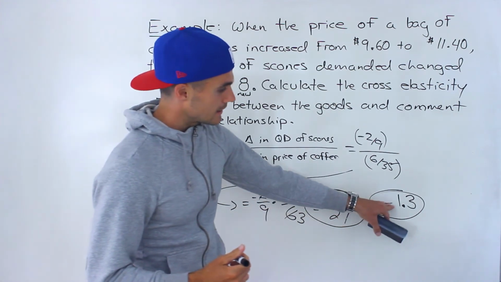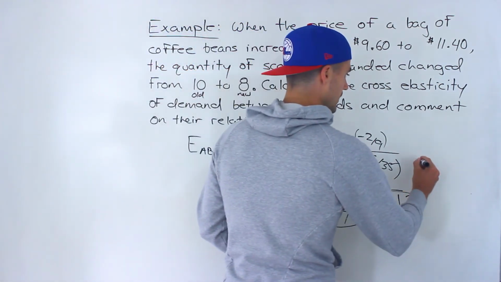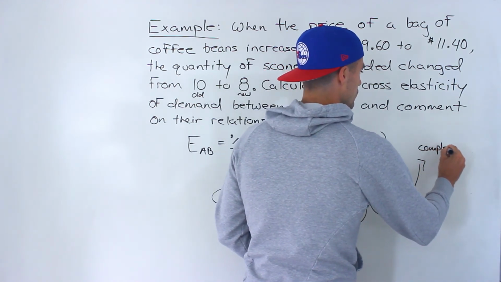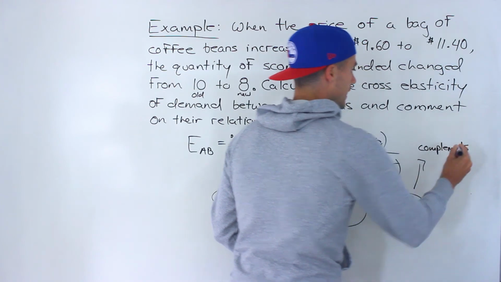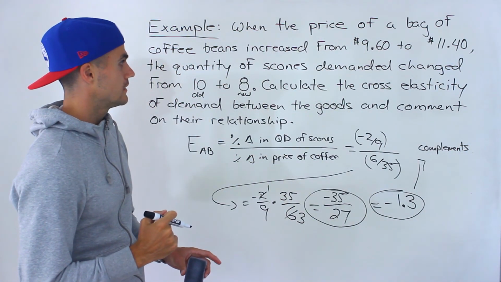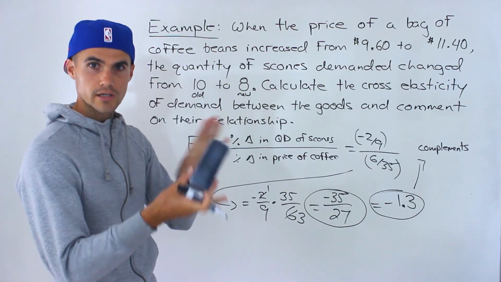And because it's negative, we can now comment on the relationship between them. Basically, these two goods are complements. Whenever the cross elasticity of demand is negative, the two goods are complements. And it also intuitively makes sense. Coffee and scones usually go together.